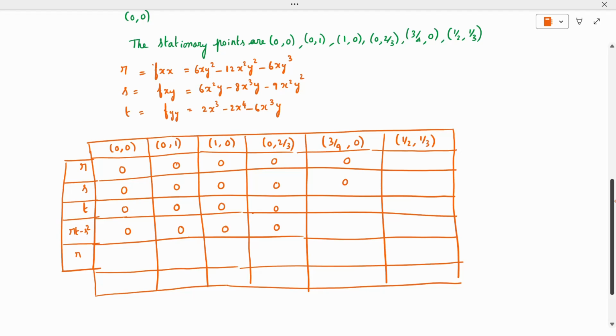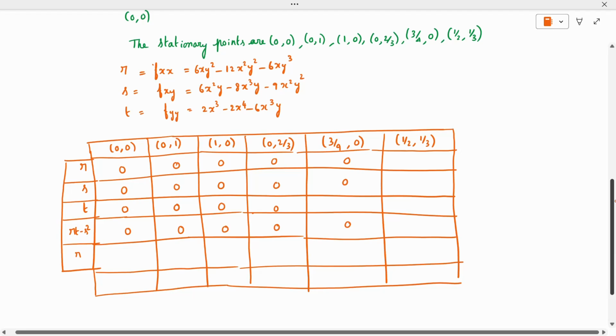So we will be getting 3 by 4. So 3 by 4 the whole cube minus 3 by 4 the whole. So 3, 2 into here you will be getting T, 0 only. Here you will be getting positive.